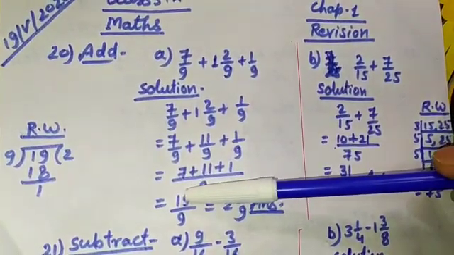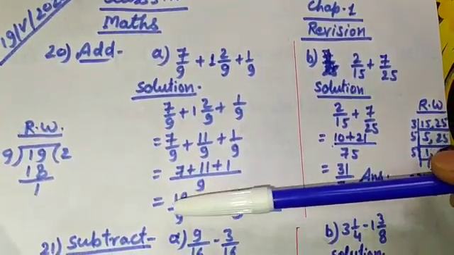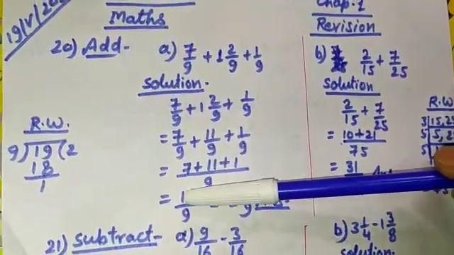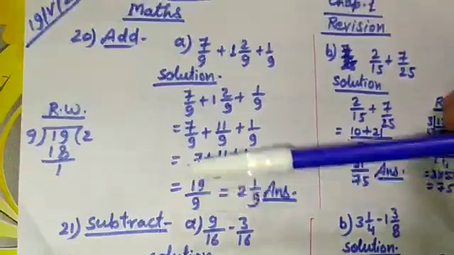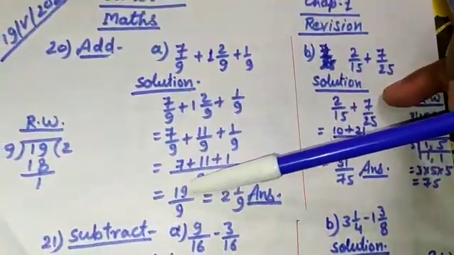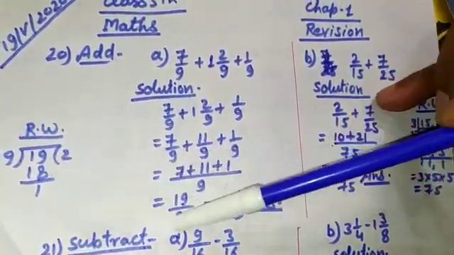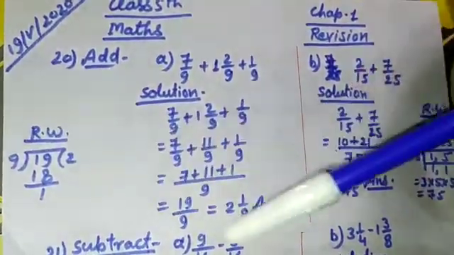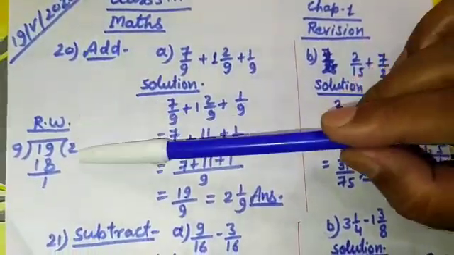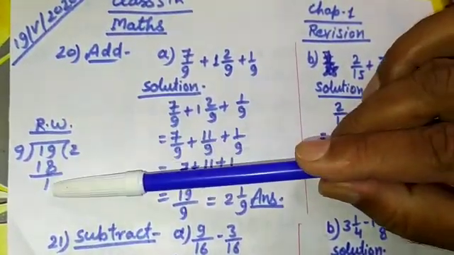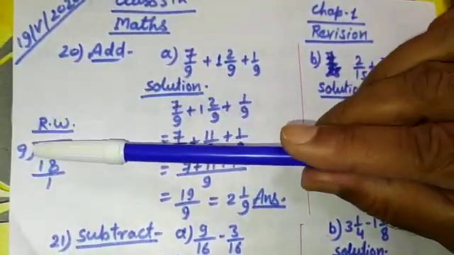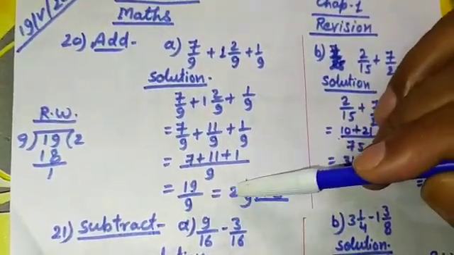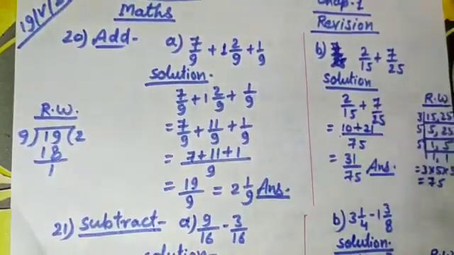Students, here we are looking that the numerator of this fraction is greater than the denominator. Therefore we will convert it into a mixed fraction, and for converting into a mixed fraction we will divide 19 by 9. Division is here, and we will write it like this: 2 whole number, 1 numerator and 9 denominator. Therefore 19 upon 9 is equal to 2 whole 1 upon 9.